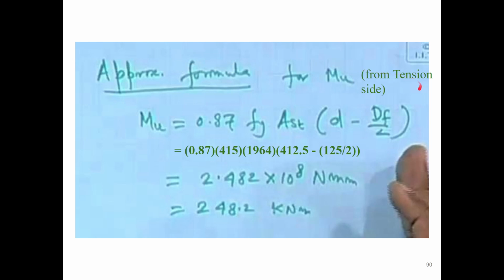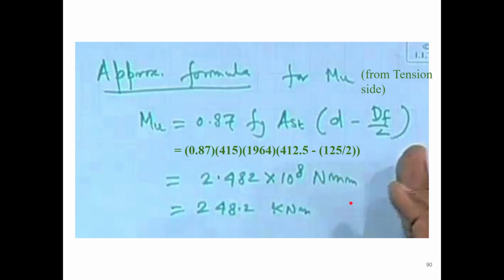And if you see it from the tension side, M equals 0.87 into fy into Ast into d minus Df by 2. We have directly taken it from Df, so we've assumed that. It is equal to 0.87 into 415 into 1964 into 412.5 minus 125 by 2. So it comes to be 248.2 kilonewton meter.